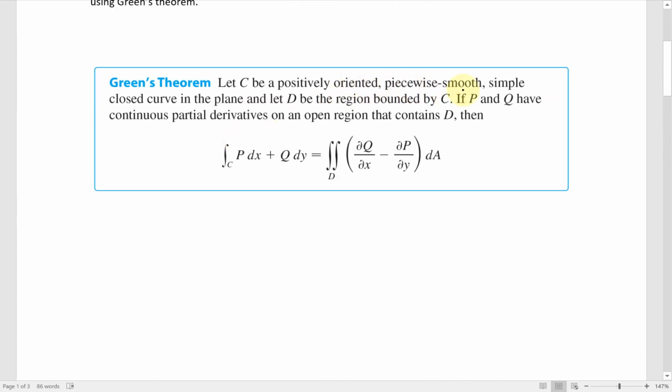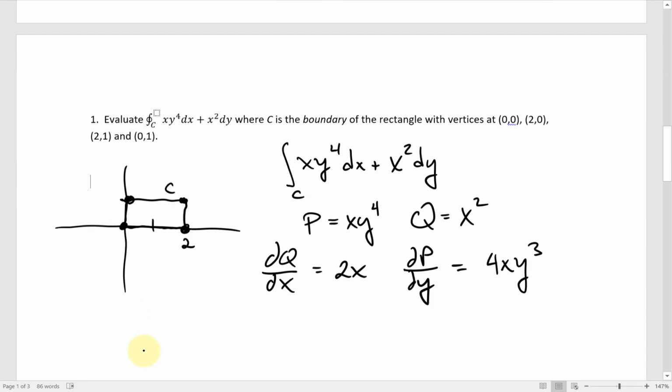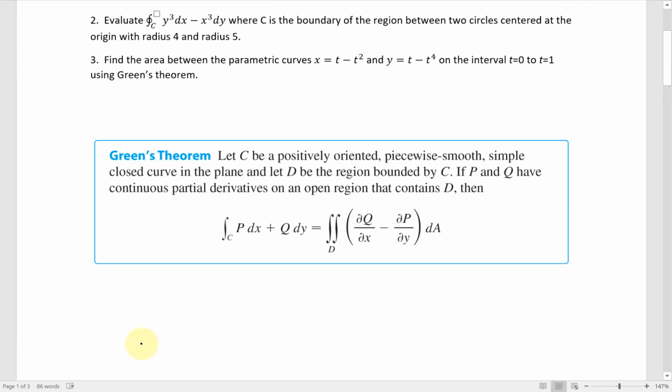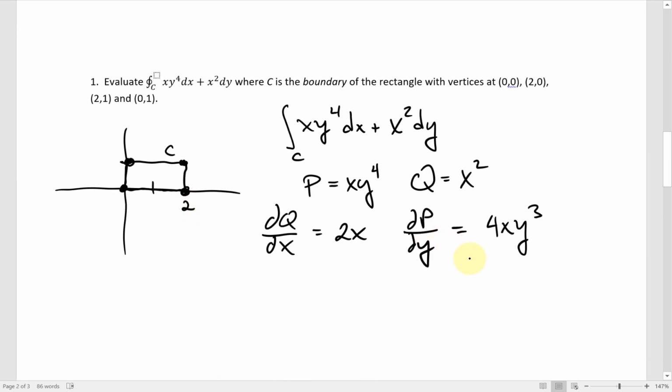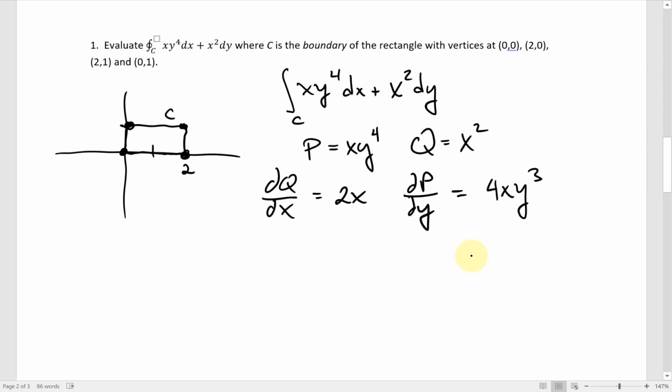What else do we need? It's a simple curve, so it doesn't cross over itself. And D is the region that's bounded by that curve on which these derivatives are all continuous. So Green's theorem applies. Let's use that to see if that comes up with a quick, easy answer for this line integral.